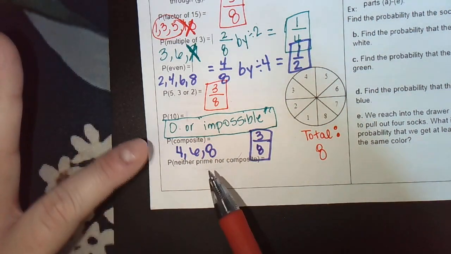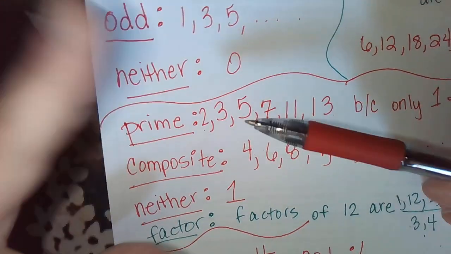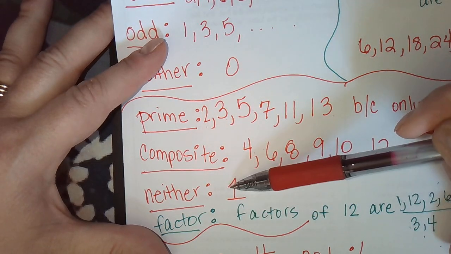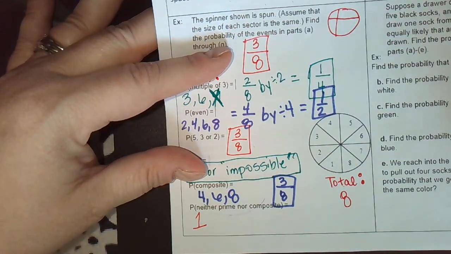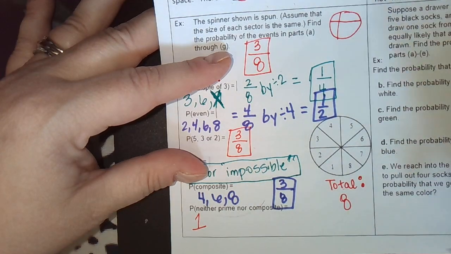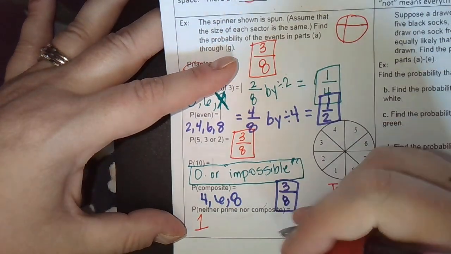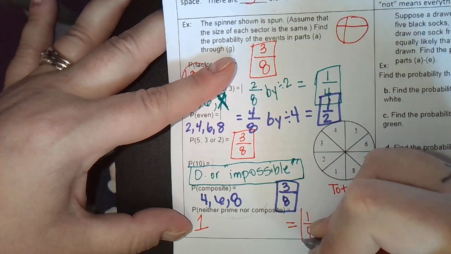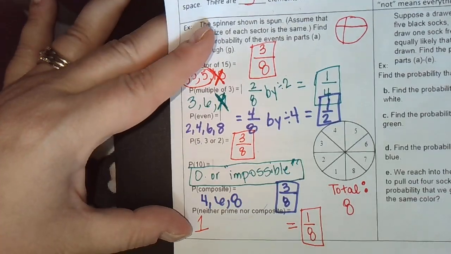Alright, last one. It says neither prime nor composite. Well, I think we talked about that at the very beginning. We talked about what prime and composite was. Neither is just the number 1. So neither prime nor composite means the number 1. Is that number 1 on the spinner? Heck yeah. Alright, what's the probability of getting this number on the spinner? Well, this number happens 1 time on the spinner, and there's 8 total sections. Okay, let's keep going.